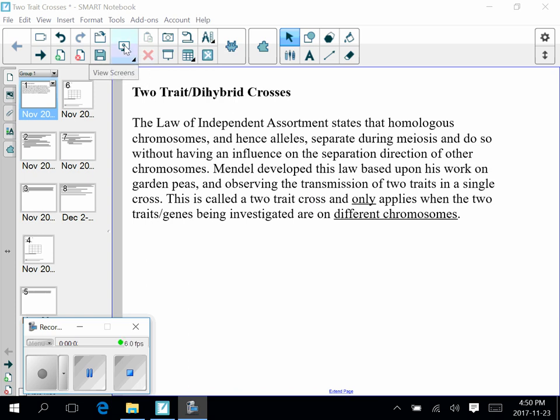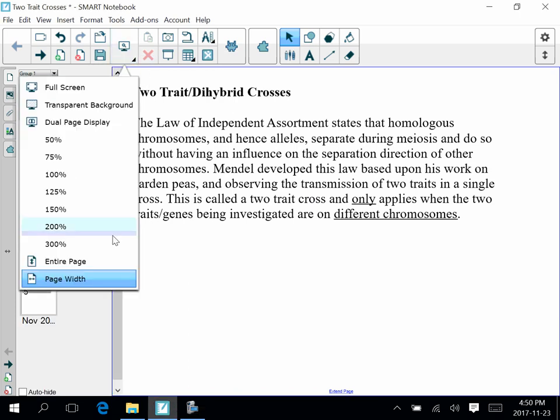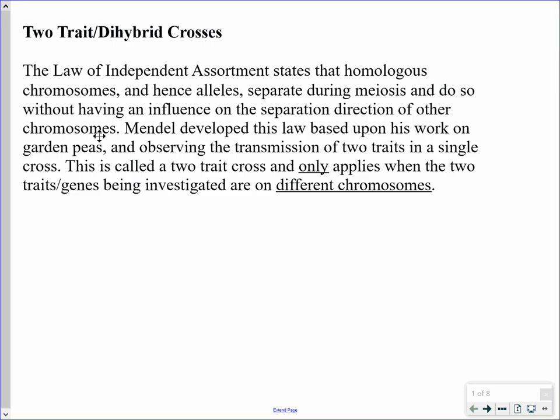Hello everyone. This lesson is going to be on two-trait or dihybrid crosses. Unlike previous crosses that we've taken a look at, this one is not only going to look at one single gene and one single trait at a time, but as the name implies, two different traits. And as we'll see, these two different traits will be for two different genes, and they will have to be on separate chromosomes as well.